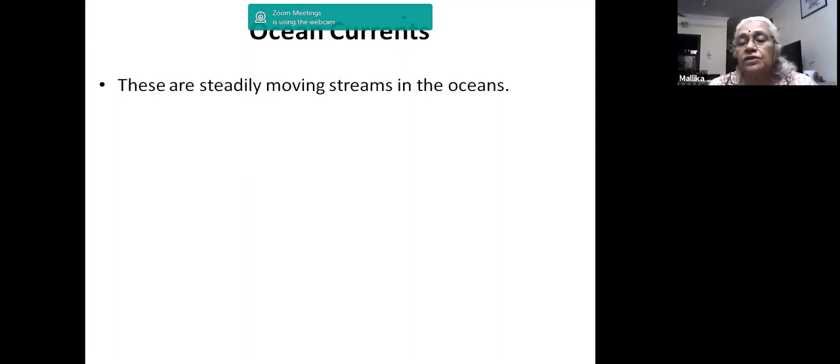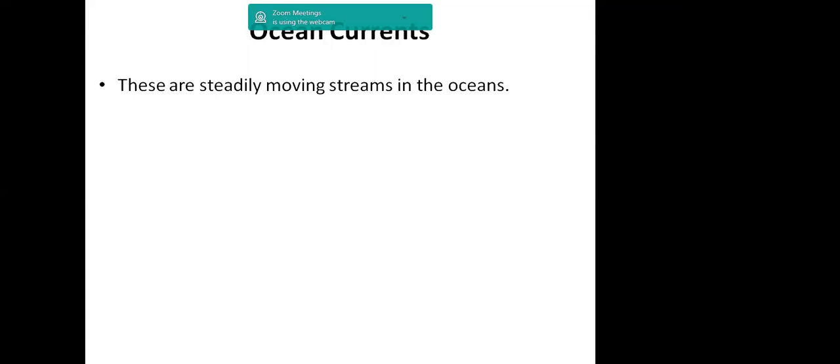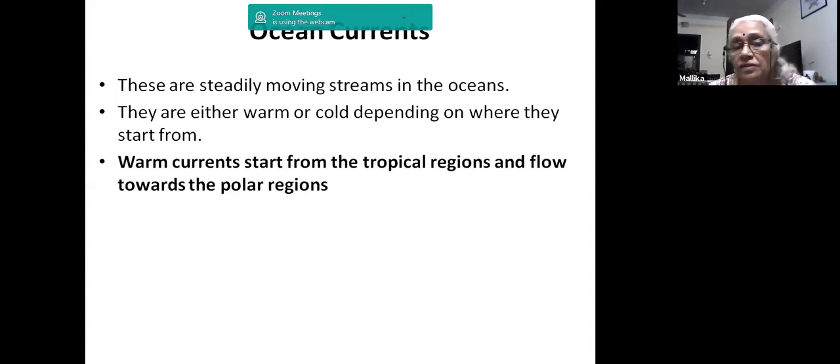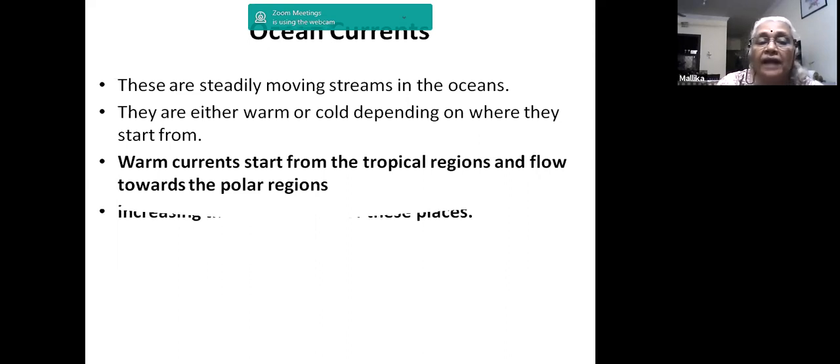Right. So what are these ocean currents? These are steadily moving streams of water in the ocean, right? And how are they actually created? They can be either warm or cold, depending on where they start from. So obviously in the tropical regions, it is going to be warm, and in the polar regions, it is going to be cold. So warm currents that start from the tropical region have a higher temperature and flow towards the polar region. That's generally how it happens, and it increases the temperature of these places.